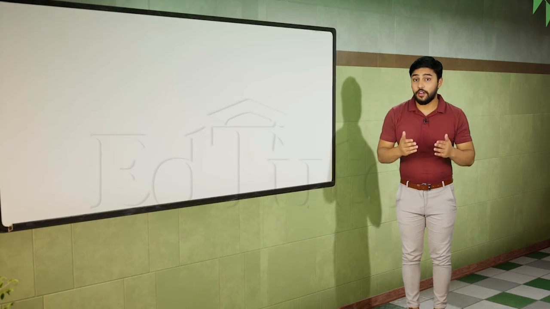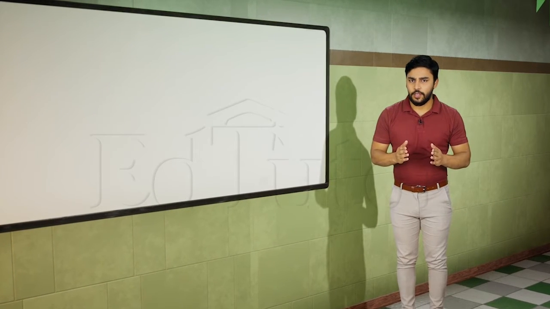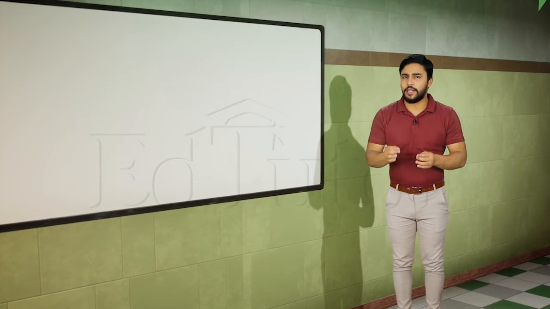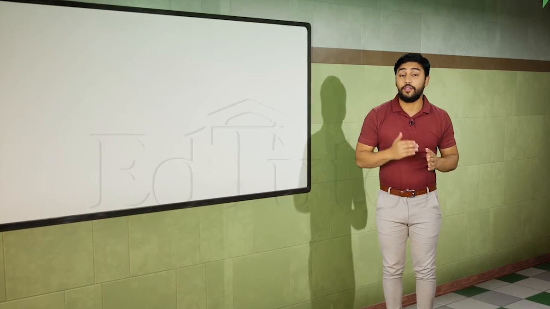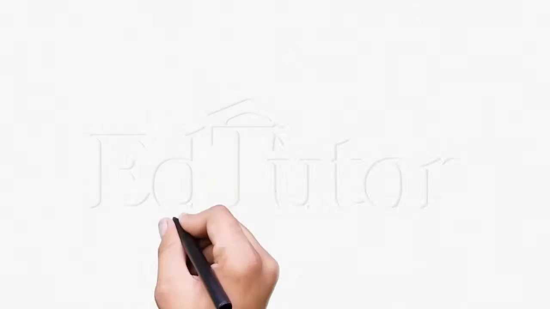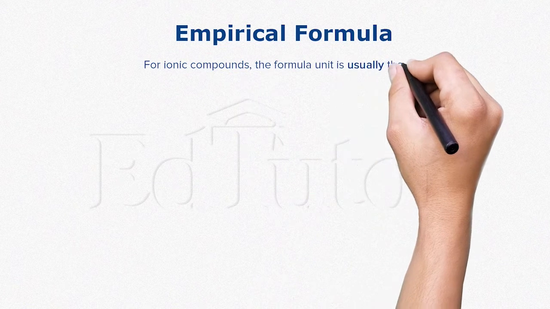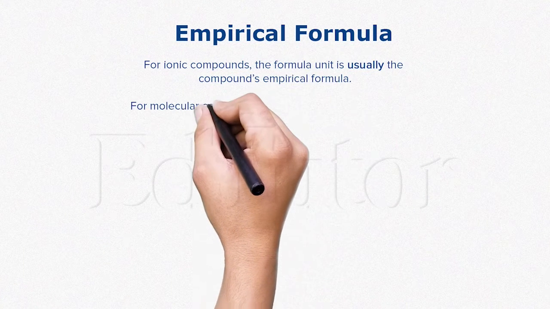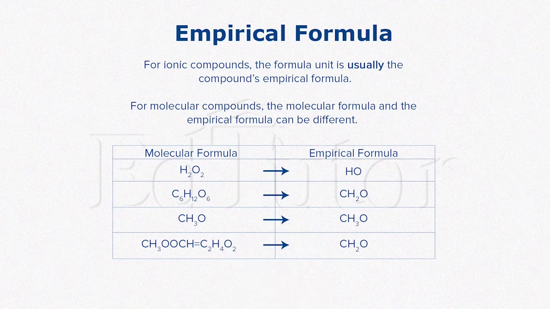What does the empirical formula signify? Well, to be specific, it is the simplest formula that gives the smallest whole number ratio between atoms of different elements present in a compound. Got it? Now, in the previous video, we identified the elements present in a compound and discussed the method to find their percentage composition, right?